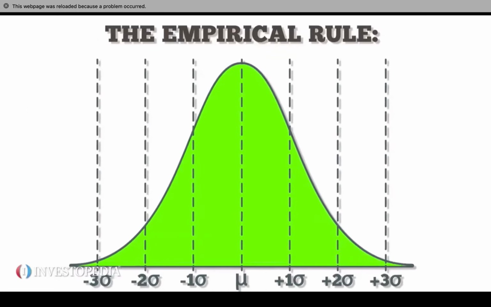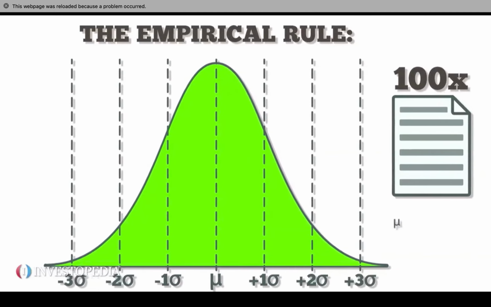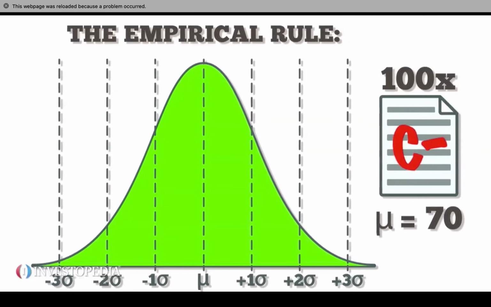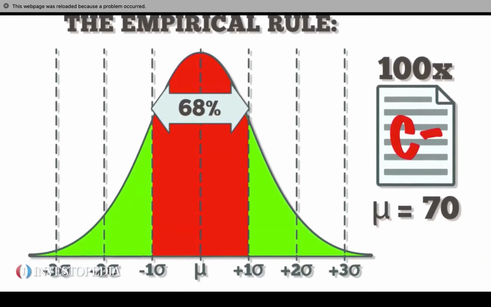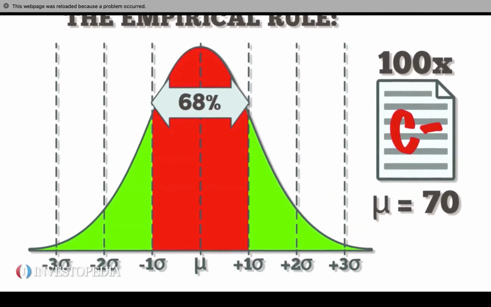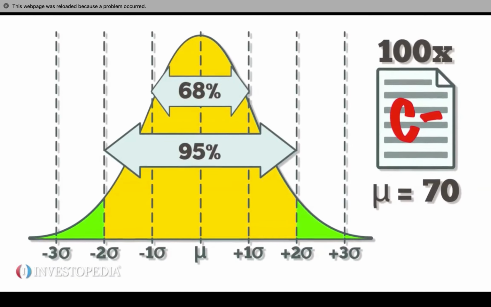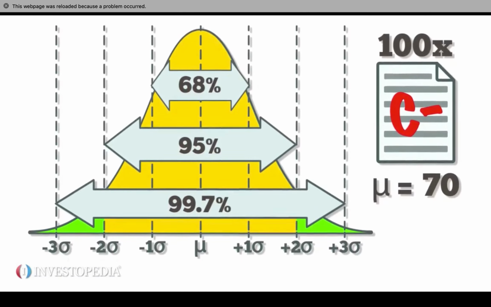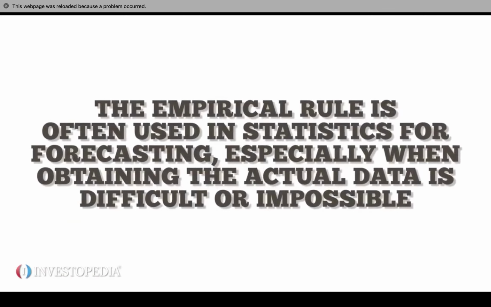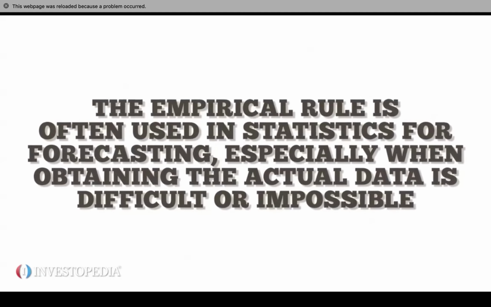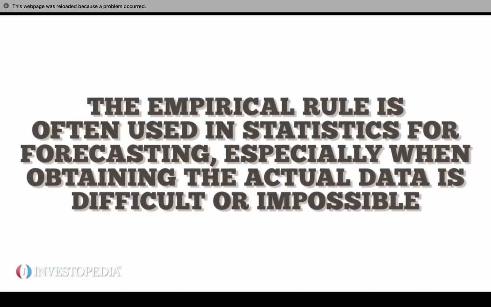For example, the empirical rule can be applied to the math test scores of 100 students. Their mean score is 70. According to the rule, 68% of the sampled students lie within 1 standard deviation below or above the mean. 95% lie within 2 standard deviations below or above the mean, and 99.7% within 3 standard deviations. The empirical rule is often used in statistics for forecasting, especially when obtaining the actual data is difficult or impossible.